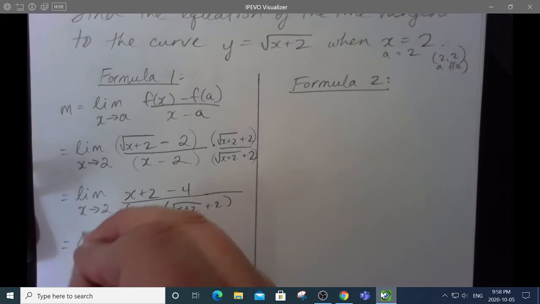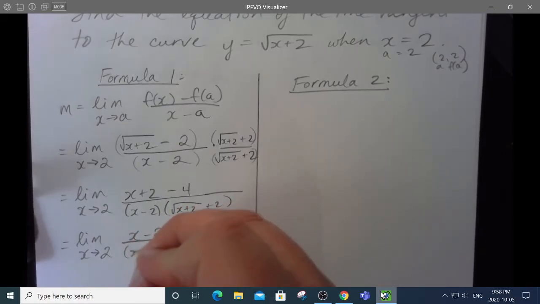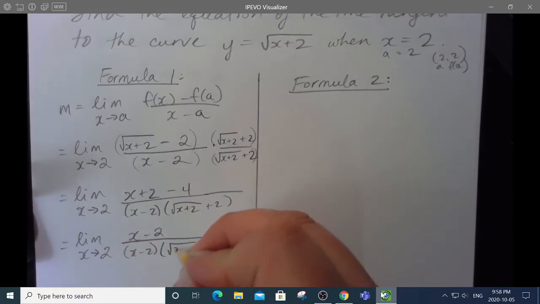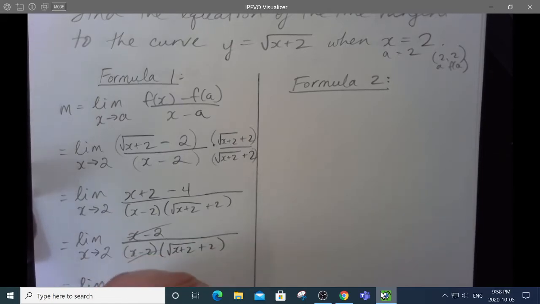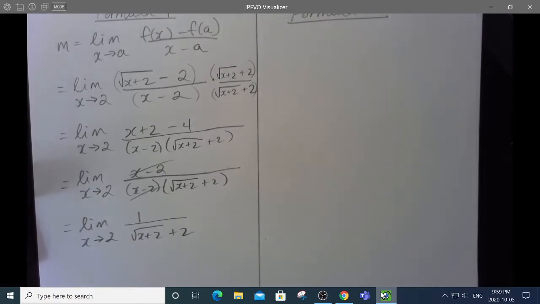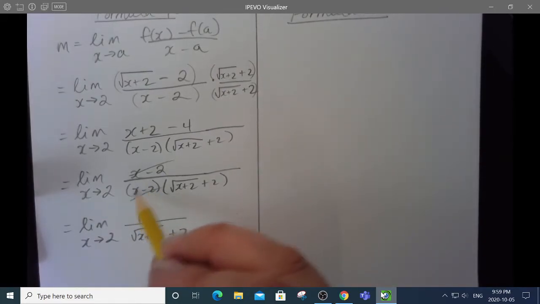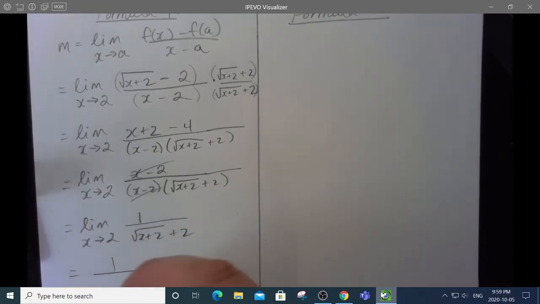From there, that's going to equal the limit as x approaches 2 of x minus 2 all over x minus 2 times the square root of x plus 2, plus 2. Those cancel, and I get the limit as x approaches 2 of 1 over the square root of x plus 2, plus 2. I no longer have the issue with the denominator that I had with the factor x minus 2, which would be 0. This won't be 0, so I'll plug in my limit. That's 1 over the square root of 2 plus 2, which is 1 over the square root of 4, plus 2. So the answer is 1/4.